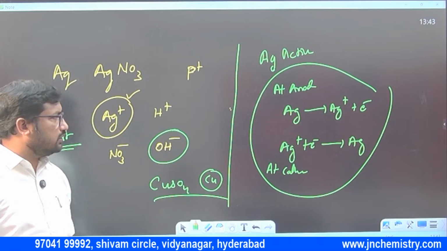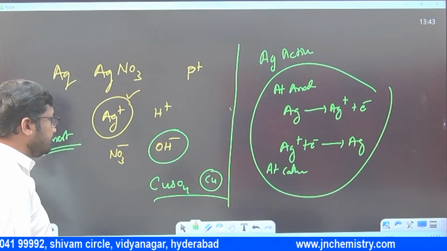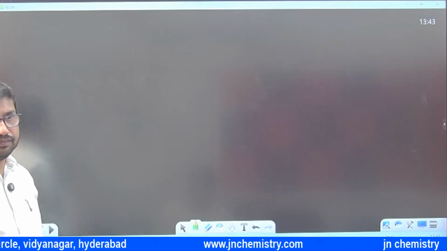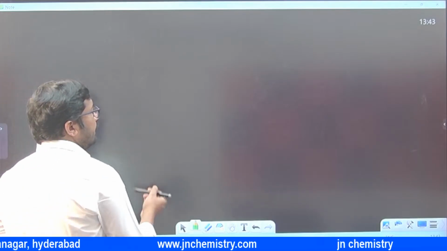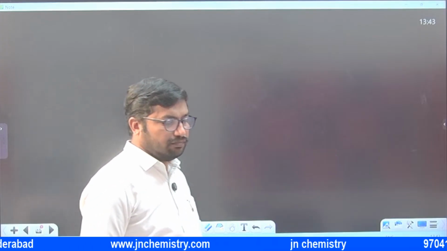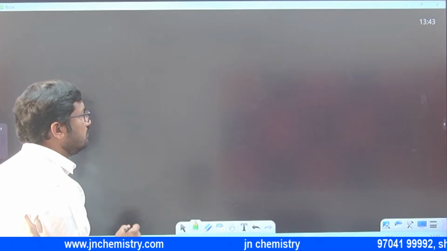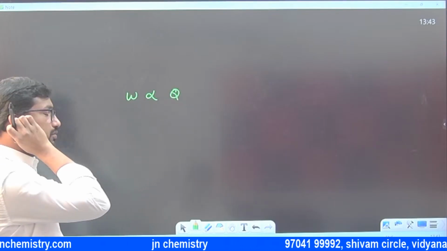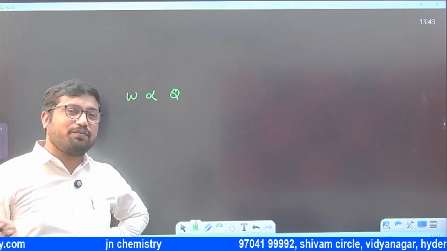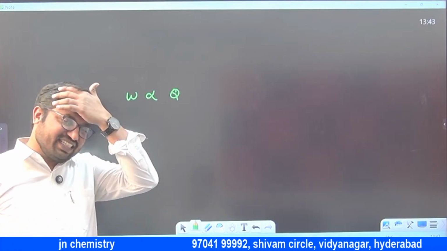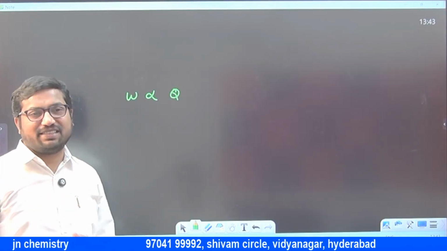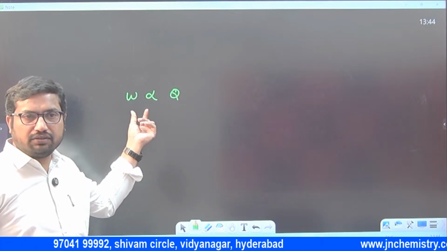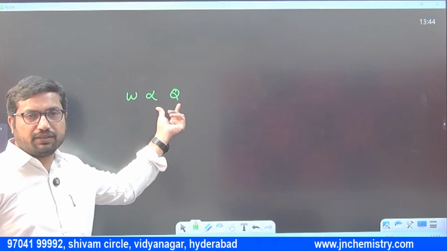Next area which we'll discuss: Faraday's first law. This is important. Faraday's first law, Faraday's second law, both are important. What is Faraday's first law? W is directly proportional to Q. We say the amount of bread depends on the dough: more dough gives more rotis. Similarly, if more current is passed, more amount of substance is deposited. So the weight of substance deposited at the electrode is directly proportional to the charge we passed.